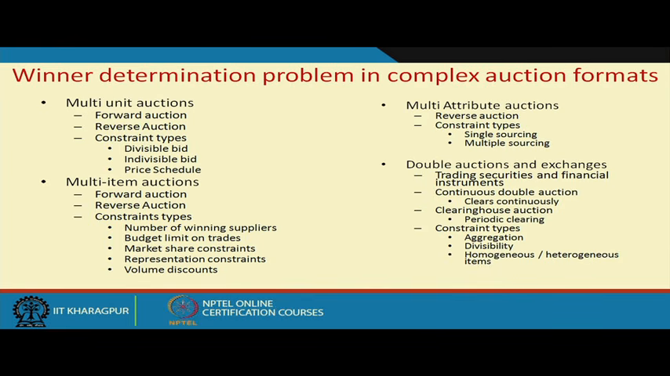There can be multi-unit auctions, which can be forward auctions or reverse auctions. It can have many constraints, like the bid can be divisible. By divisibility we mean, in fact, we are going to discuss more about it. Similarly, I can have multi-unit auctions, multi-attribute auctions, double auctions. In fact, about all this, while talking about how to distinguish between various auction types and how to classify them, we have discussed all of them a little bit. Now, we are going to see more of this.